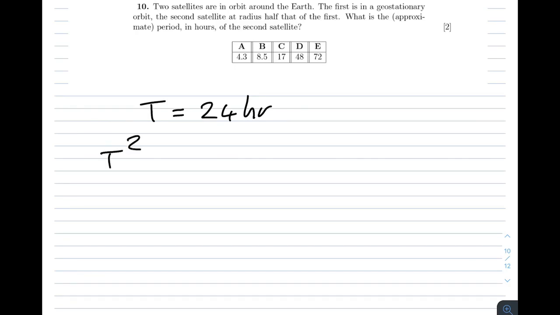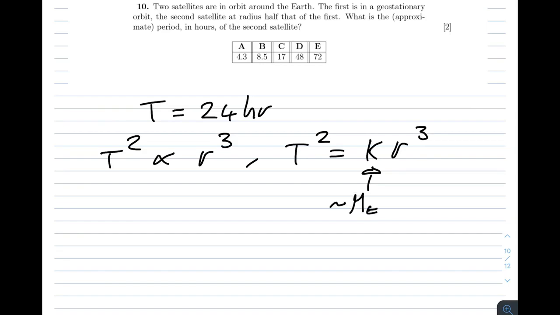And now we have Kepler's third law again. The orbital period squared is proportional to the orbital radius cubed. If we write that out as an equation rather than as a proportionality relation, we have this. The crucial thing we need to remember is that k only depends on the mass of the thing that is being orbited, in this case the Earth. It does not depend on the mass of the satellites or the radius of the satellites or anything like that. It is just a constant that depends on the mass of the Earth. Or if we were talking about planets going around the sun, it would depend on the mass of the sun.